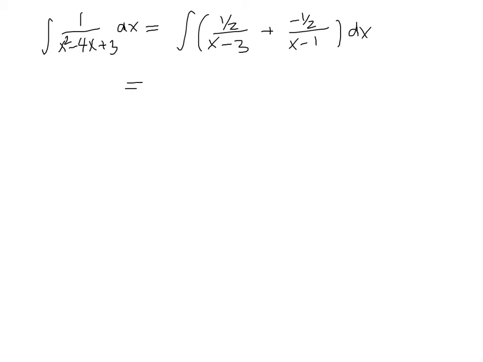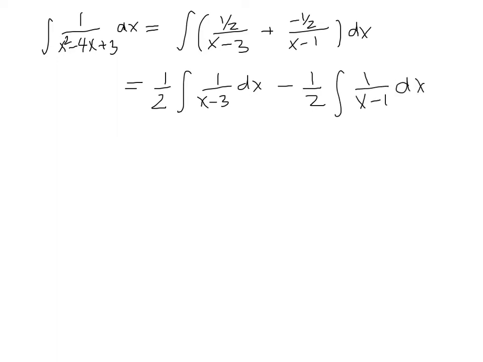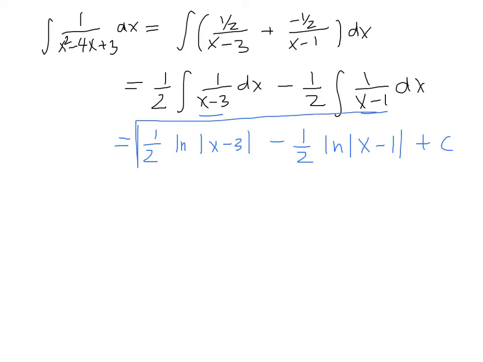And you can integrate each of those pieces individually. We'll have 1/2 the integral of 1 over x minus 3 dx minus 1/2 the integral of 1 over x minus 1 dx. And if you want to do a substitution, you can substitute for the denominators, but since du is just dx, it's easier just to notice that this is 1/2 ln absolute value x minus 3 minus 1/2 ln absolute value x minus 1. Don't forget those absolute value bars, because if you do, your answer is not going to be correct.